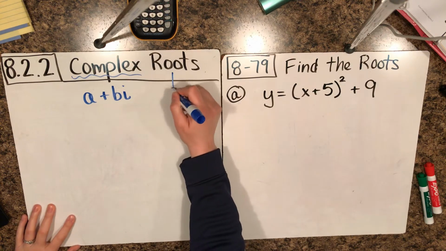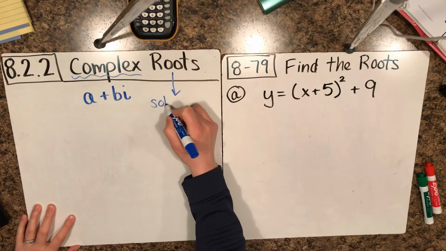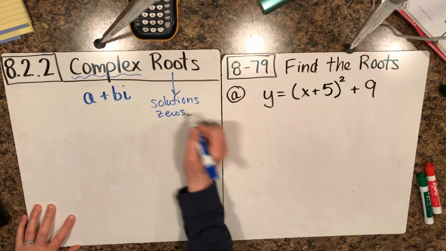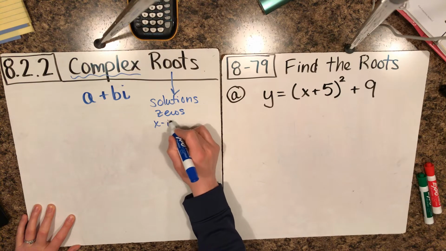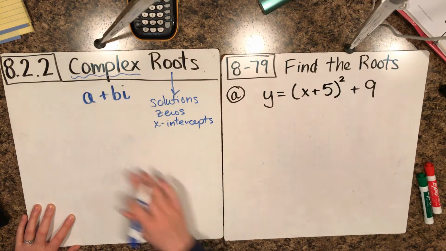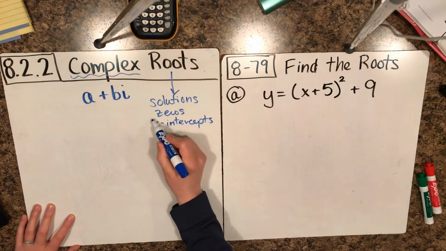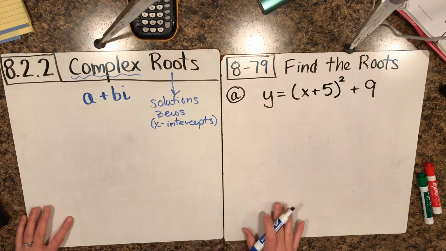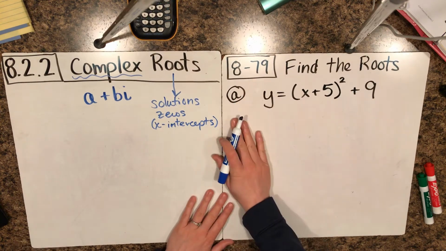Now remember, roots is another name to say solutions, zeros, and we usually think of them as x-intercepts, but in this case with complex, it's not actually going to be x-intercepts, but all of these things mean exactly the same. So let's look at 8-79a to start with.